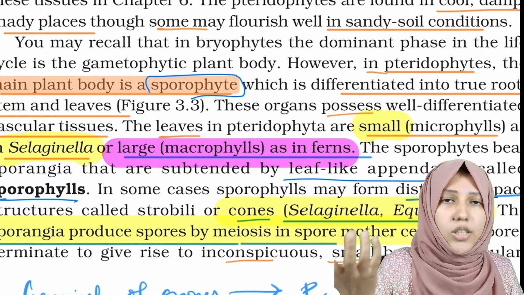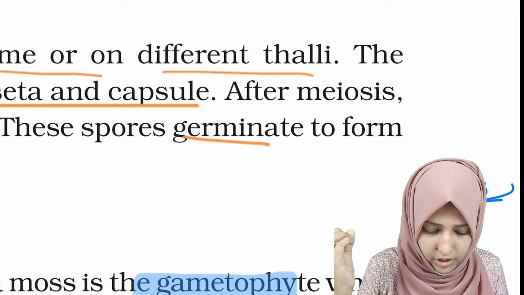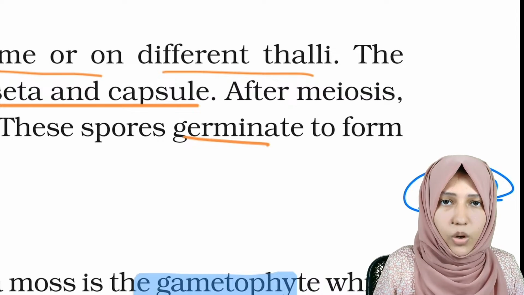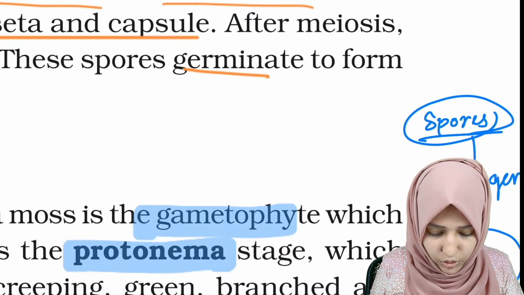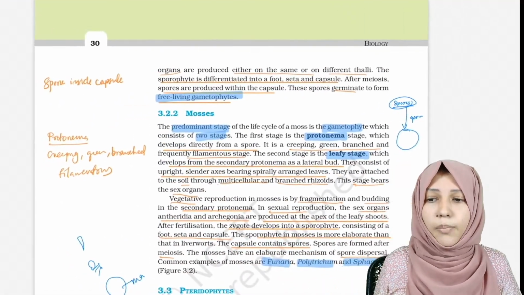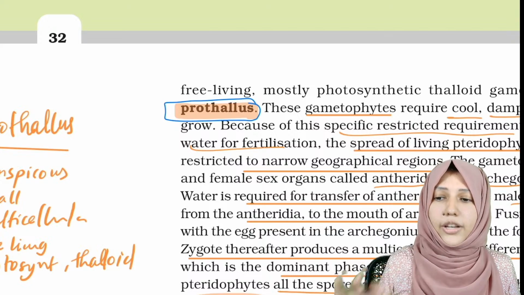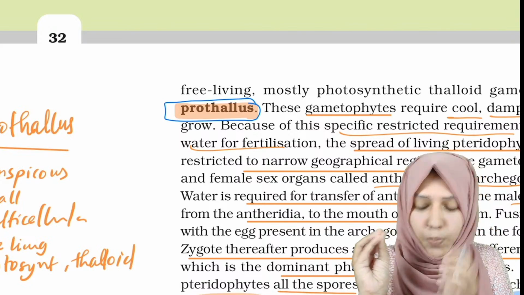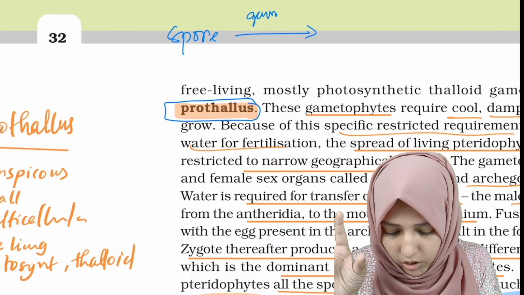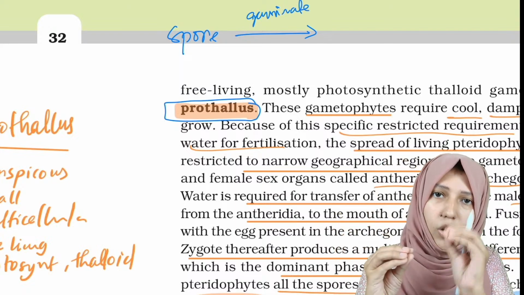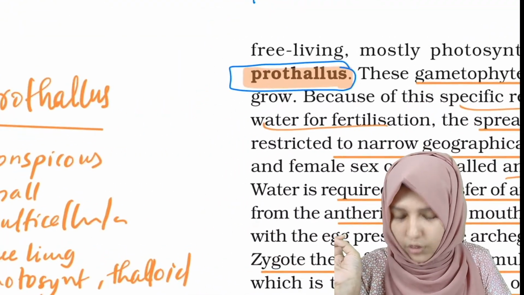Now what happens to the spores? The spores have to germinate to form a new organism. When the spores germinate, they form a new structure that is known as the prothallus. The spore is a small substance, and it germinates to form the prothallus.